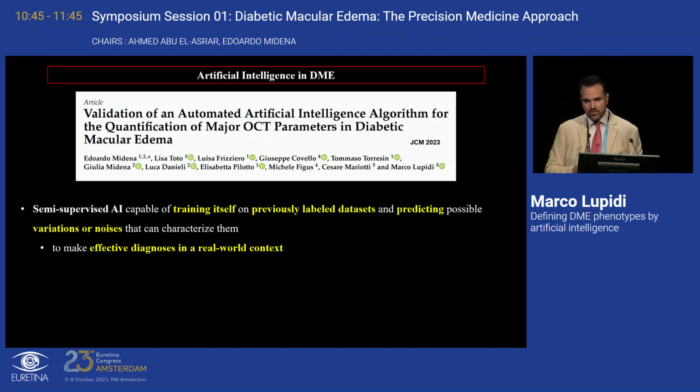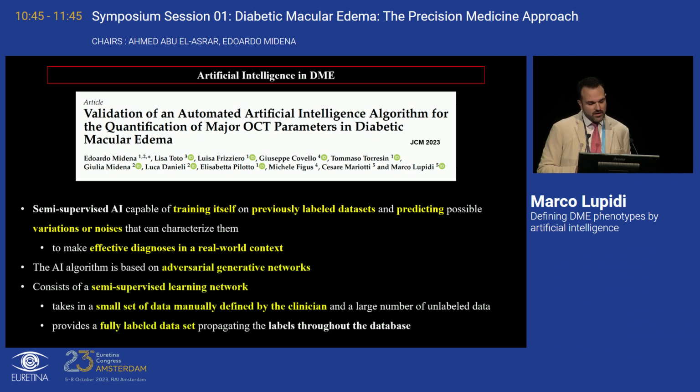So with the group of Professor Midena, we recently validated a semi-supervised approach, an AI algorithm specifically designed for diabetic macular edema and based on adversarial generative networks that are able to take a small data set of manually defined findings by the clinician and propagate them, obtaining a fully labeled data set along with a big database.